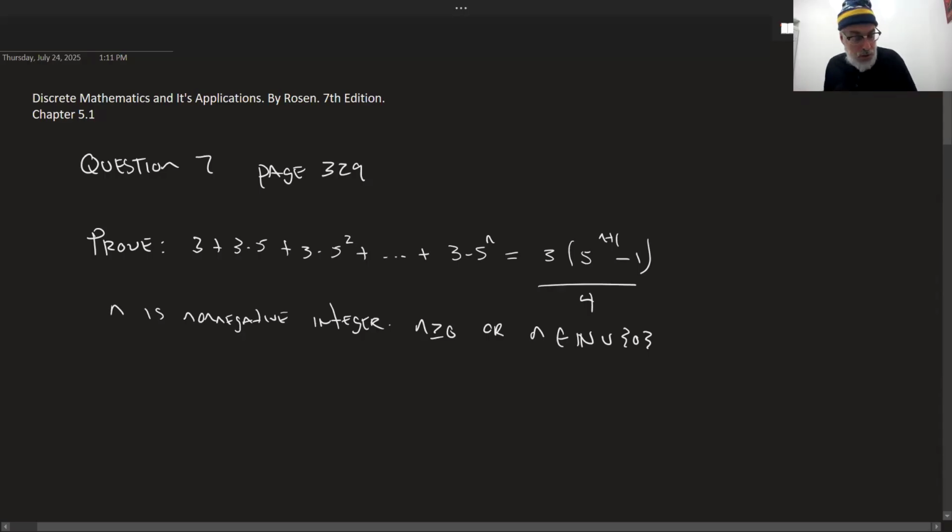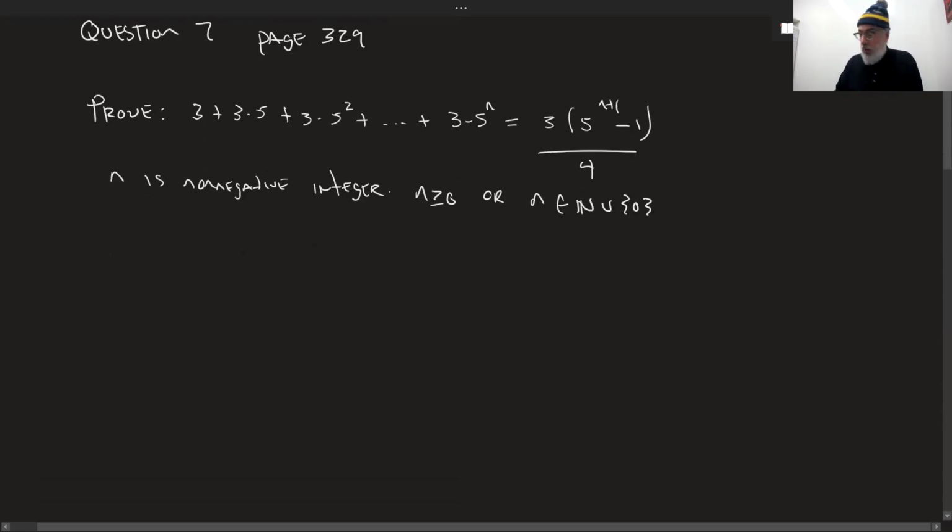So we're doing another Rosen question, Discrete Mathematics and its Applications, 7th edition, chapter 5.1, question 7. We want to prove by induction that 3 plus 3 times 5 plus 3 times 5 squared plus ... plus 3 times 5 to the n is equal to 3 times (5 to the n plus 1 minus 1) divided by 4, where n is going to range over non-negative integers, meaning that n starts at 0.